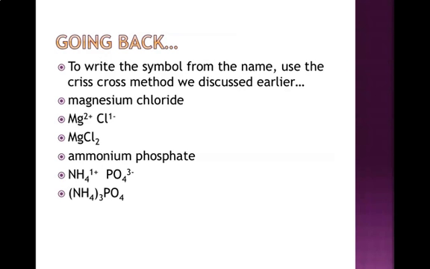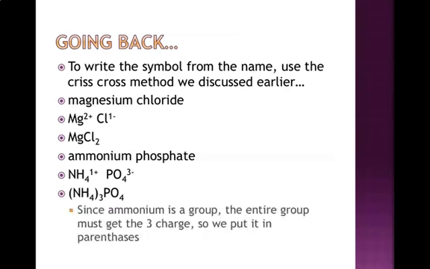So I put my NH4 in parentheses, put the 3 behind it. I've crisscrossed it down. PO4, I don't have to write the 1 behind it because it's just a 1. So I get (NH4)3PO4. And this is just, again, saying that ammonium is a group, so the entire group must get that 3, because it's that entire group that has a 1+ charge. That's why we put it in parentheses.